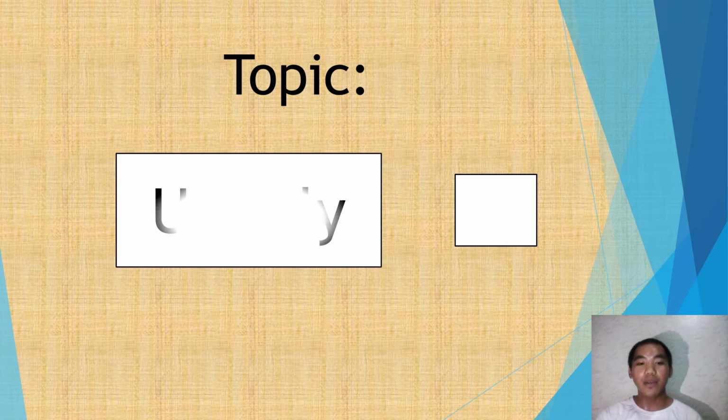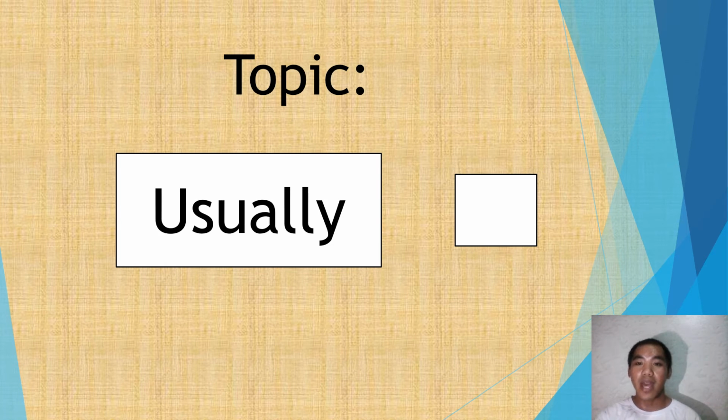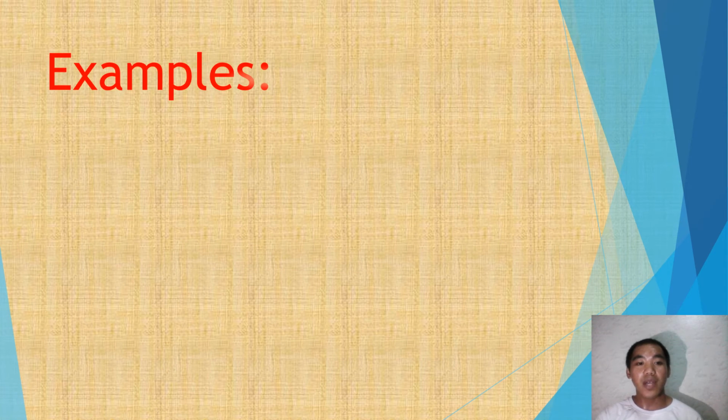Okay, so as I said a while ago, we're going to talk about how to use usually in a sentence. If always is 100%, usually is 90%. That percent tells how often you are going to use the verb, or how often that action verb happens or occurs. Okay? So we have here some examples.